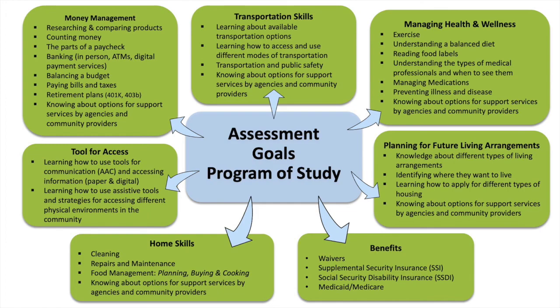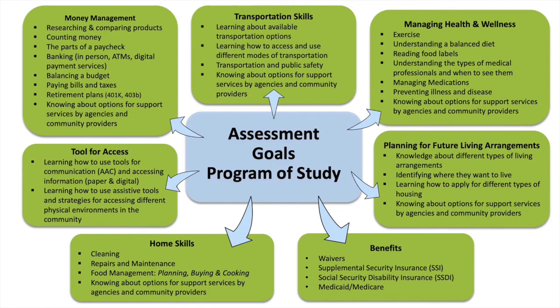Managing their health and wellness, so knowing about exercise, a balanced budget, understanding the types of medical professionals and when to see them, managing medications and preventing illness, so preventative medicine as well, and knowing about options for support services from agencies and community partners related to managing their health and wellness. We've also got knowing about benefits and how to access them, so like we talked about before, waivers, but also SSI and Social Security disability insurance, as well as Medicaid and Medicare.